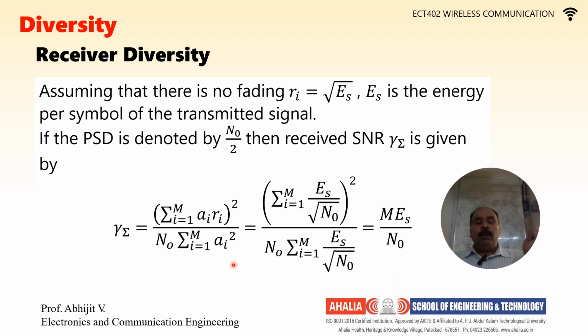On substituting that, we will get the signal to noise ratio at the combiner output, that is gamma sigma is equal to M times Es by N0. That means that while using diversity techniques, here we are using an M branch diversity, the SNR is multiplied that many times when compared to a single receiving system.